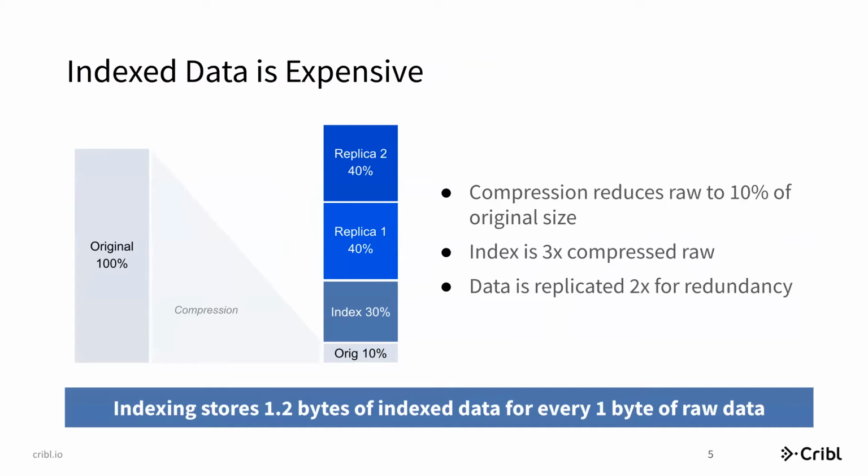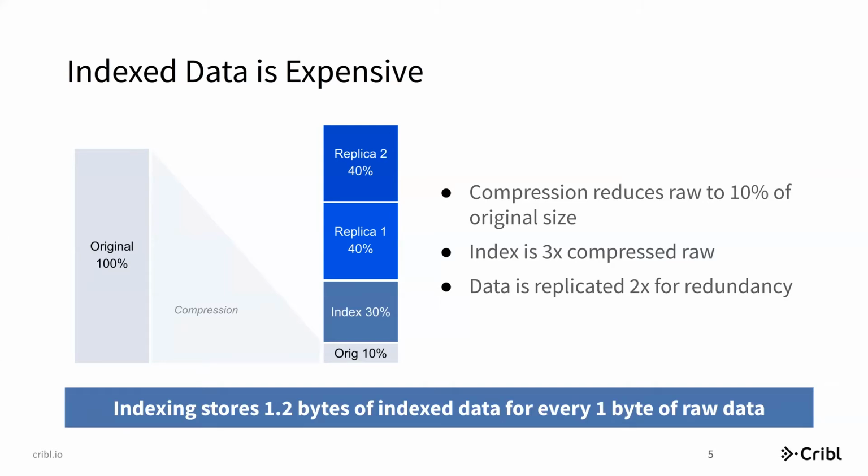So if you look at how this works in traditional logging systems, you have your full original raw data that gets compressed via gzip or LZ4 or some sort of known compression mechanism. The rule of thumb is you're going to get about 10-to-1 compression. So if you have a gigabyte of raw data, you're going to have 100 megabytes of compressed data.